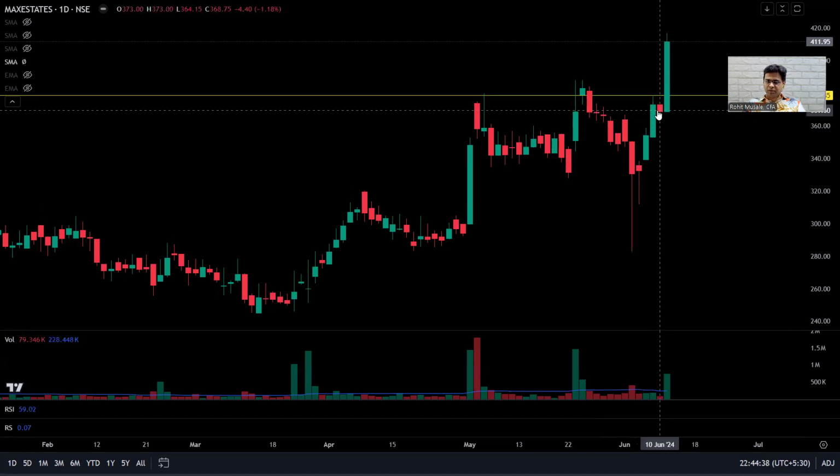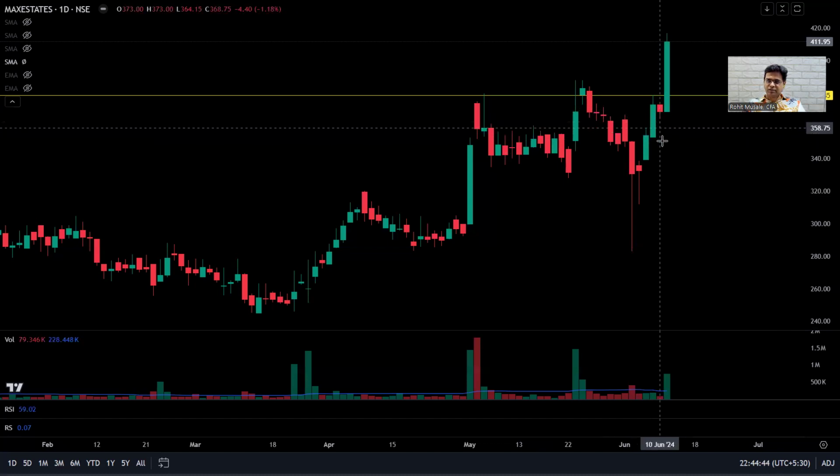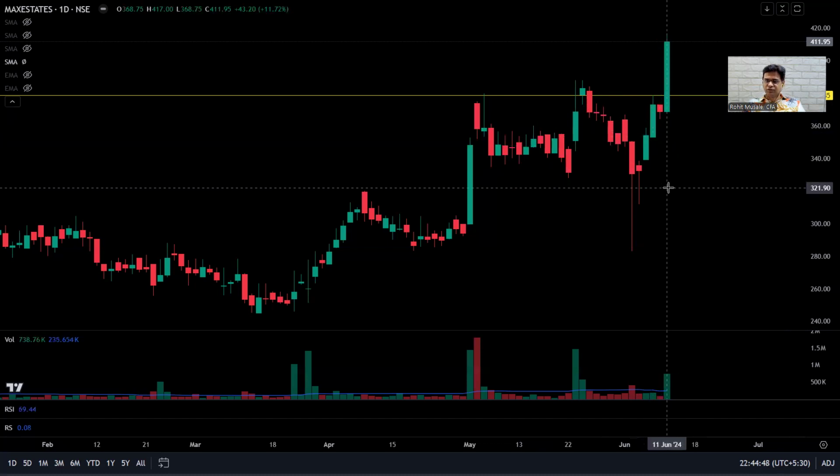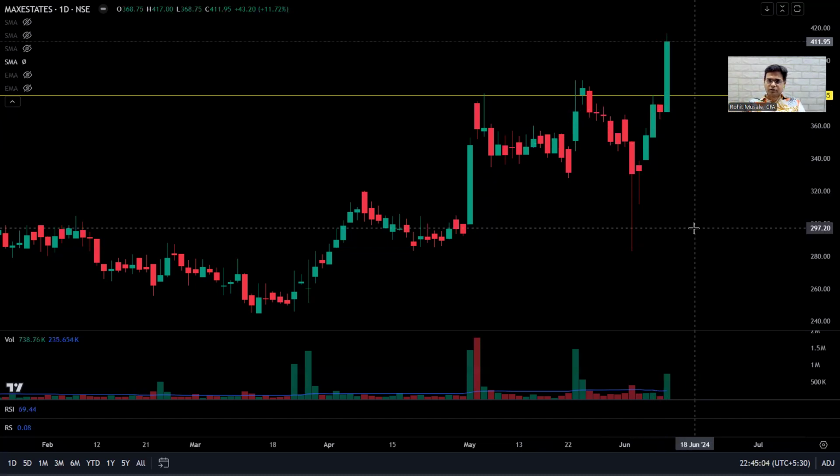Look at this mother baby candle combination. This candle is called the baby candle. This is the mother candle because this is the inside bar. The range of this candle is inside the range of this green candle. The inside bar is an extremely powerful pattern. Something will happen after an inside bar. Either the stock will skyrocket up or the stock will crash down after such a candle combination shows up.